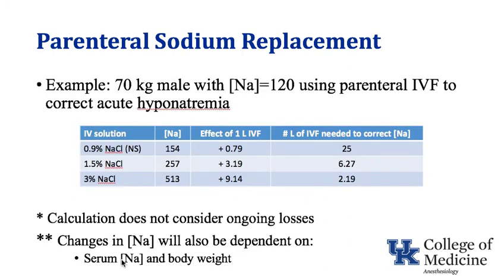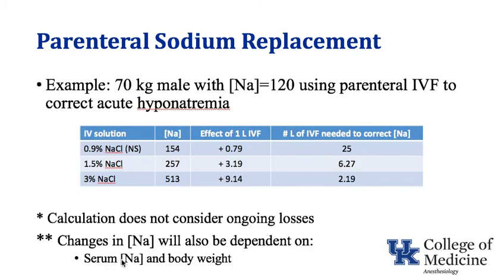So if we use a 70 kilogram male again, this time with a sodium of 120, and we'd like to replace his sodium using parenteral IV fluid to correct an acute hyponatremia, we could use either 0.9% or normal saline with a sodium of 154. Each liter is going to provide approximately 0.8 increase in his sodium, so therefore we would need to give 25 liters of IV fluid to correct his sodium.